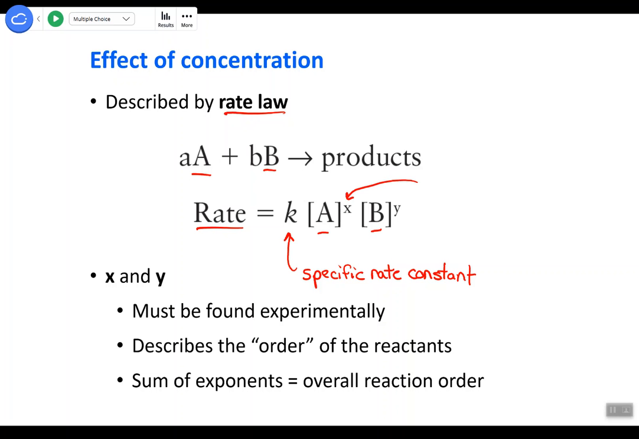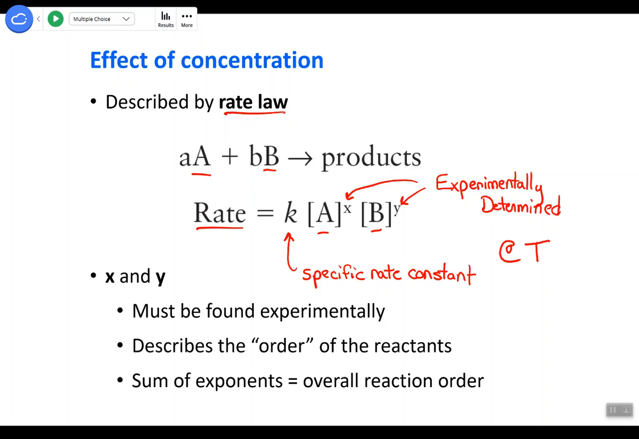We have to do an experiment, or we have to look at data from an experiment from some other scientist. These exponents here, x and y, must be experimentally determined. So I'm not allowed to simply look at the coefficients and run with that. This rate law is going to be specific for a certain temperature.